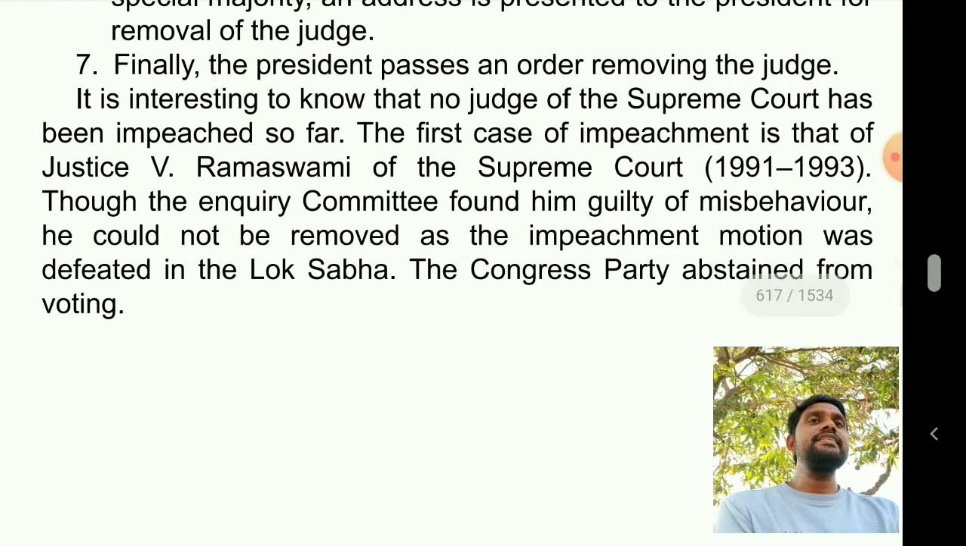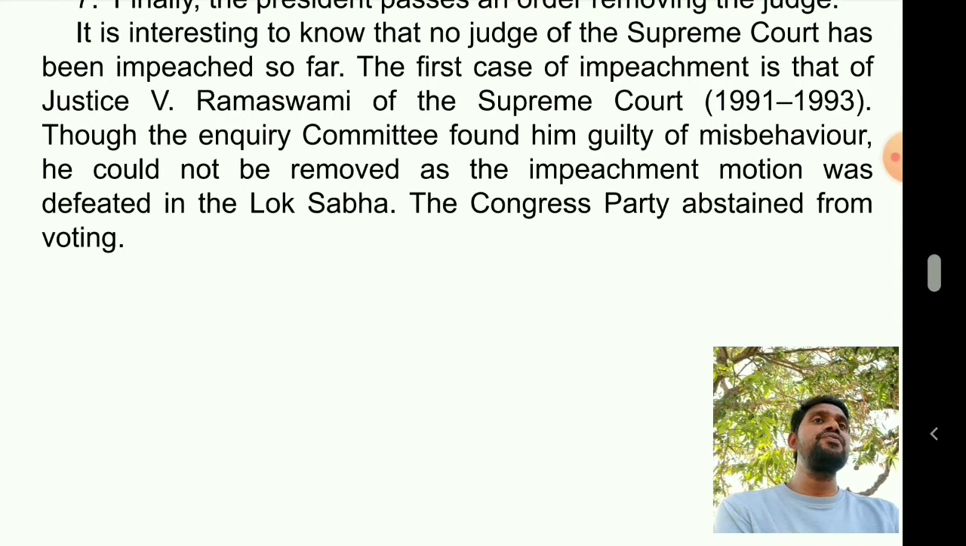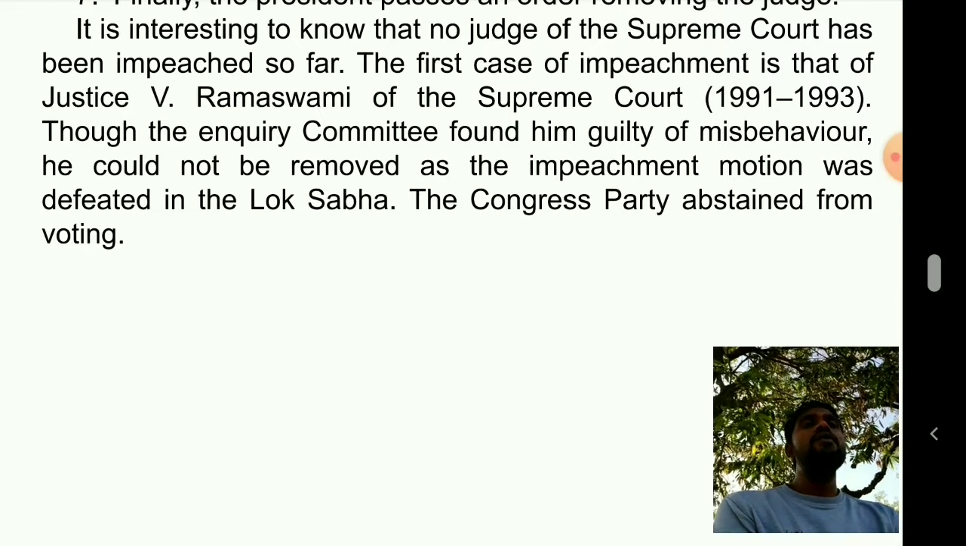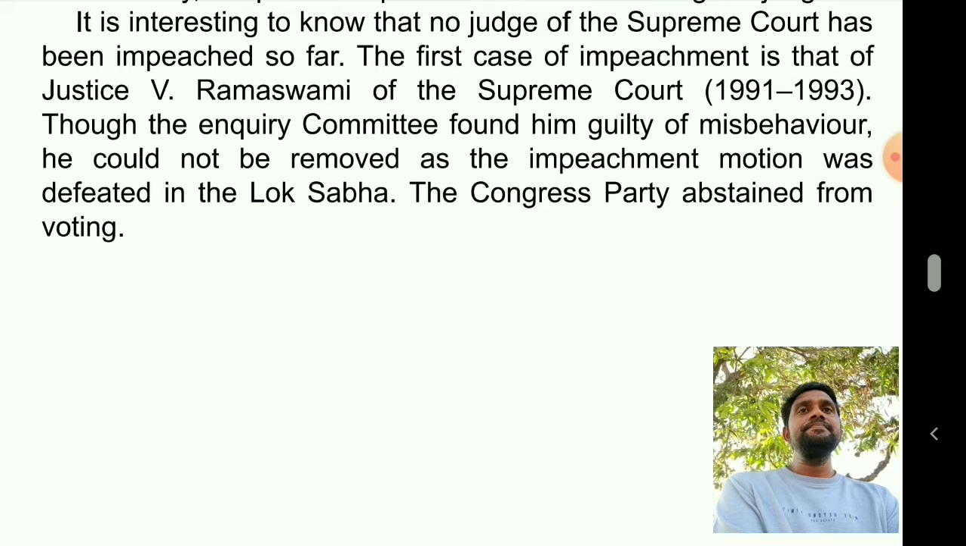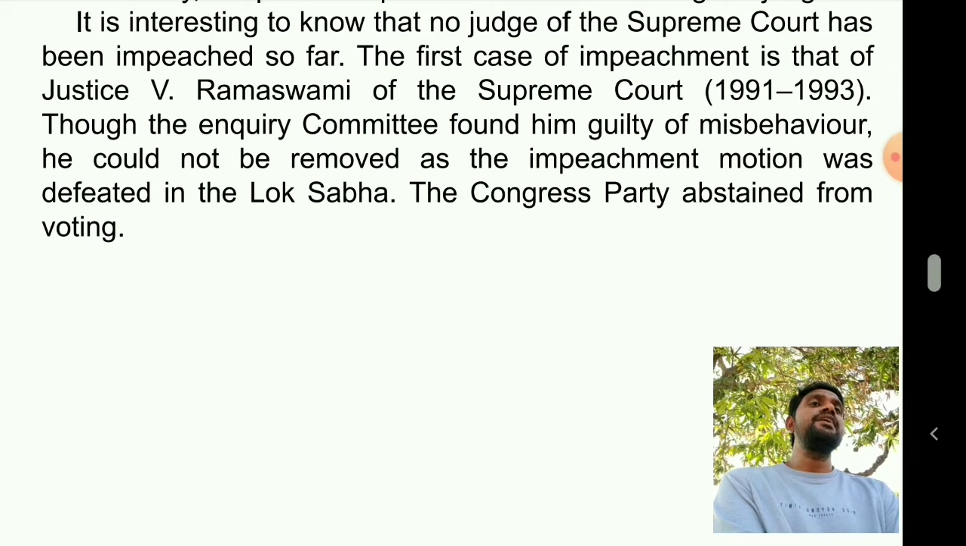It is interesting to know that no judge of the Supreme Court has been impeached so far. The first case of impeachment is that of Justice V. Ramaswamy of the Supreme Court, 1991 to 1993. Though the inquiry committee found him guilty of misbehavior, he could not be removed as the impeachment motion was defeated in the Lok Sabha. The Congress party abstained from voting.